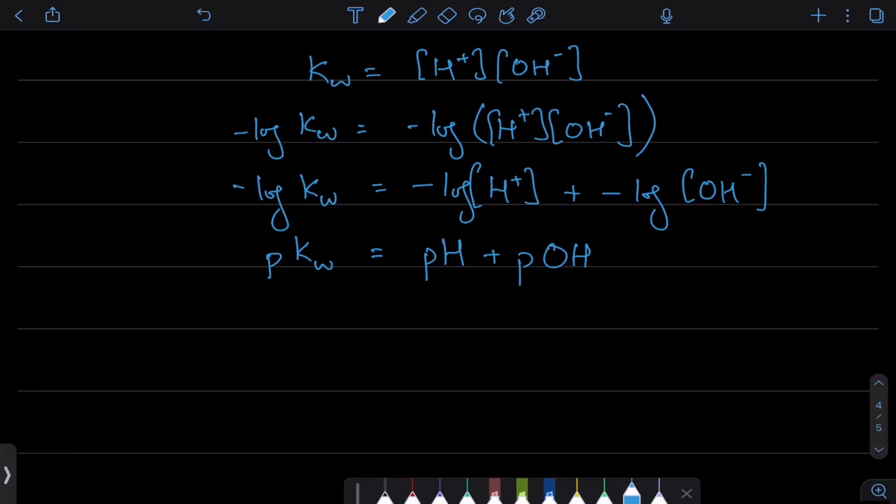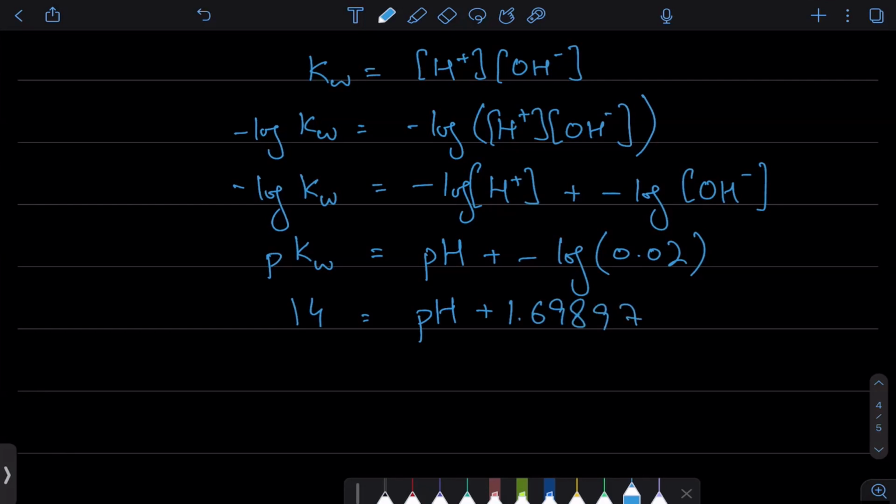Now, I have this pOH here. It is minus log of the concentration. And pKw is always 14 at room temperature. So the pOH is simply going to be minus log of 0.02, which is 1.69897. So ये इधर जाके minus हो जाएगा, and that will give me 12.3 as my pH.